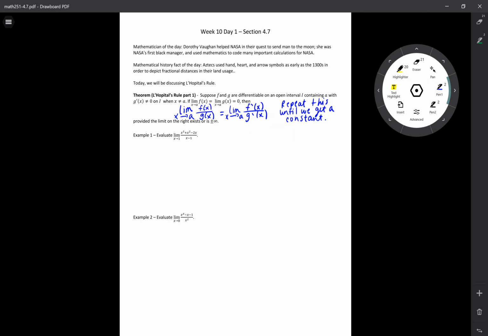So let's use L'Hopital's rule in order to evaluate the limit as x goes to 1 of x cubed plus x squared minus 2x divided by x minus 1. So first things first, I am going to plug in x equals 1 to see what happens. When I plug in x equals 1, I get 1 cubed, which is 1, plus x squared, which is 1, minus 2 divided by 1 minus 1. This is clearly 0 over 0. So because when I plug this point in, I get 0 over 0, I need to use L'Hopital's rule.